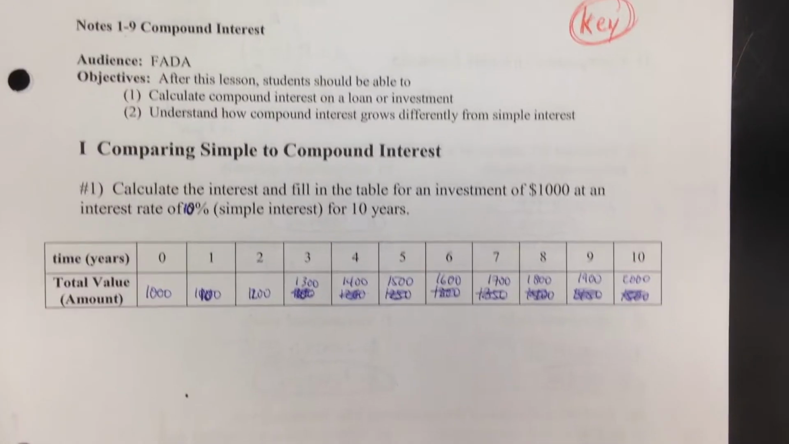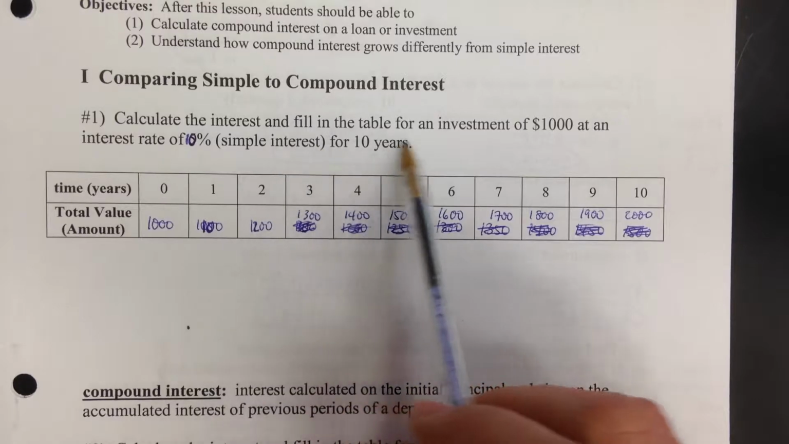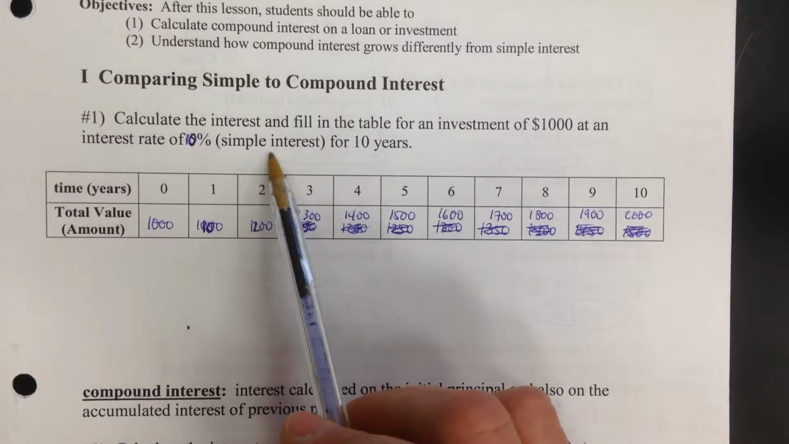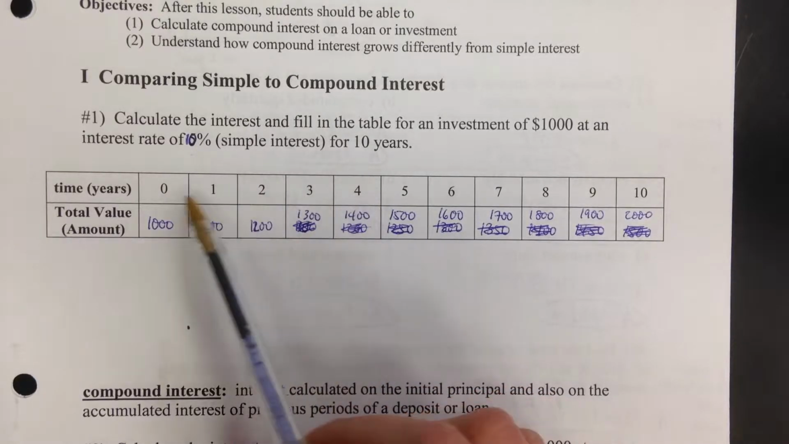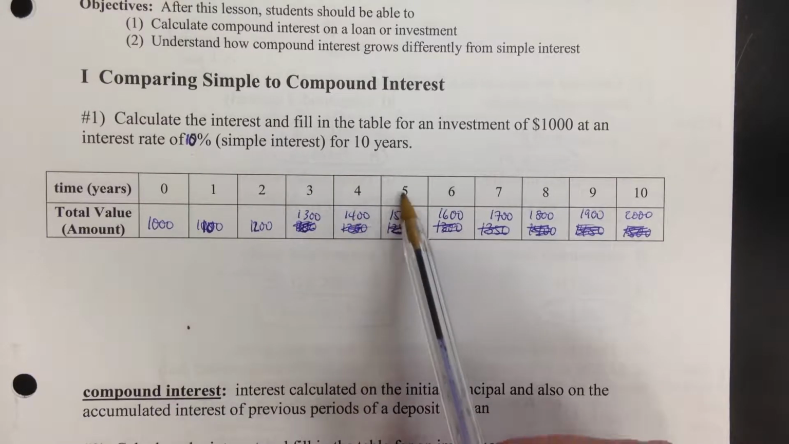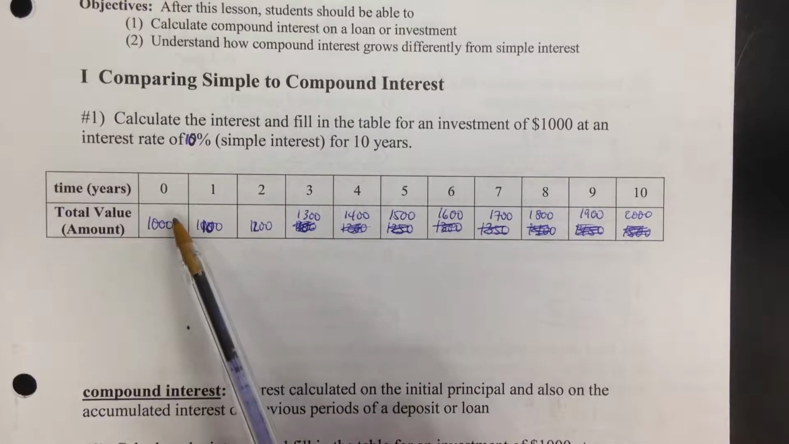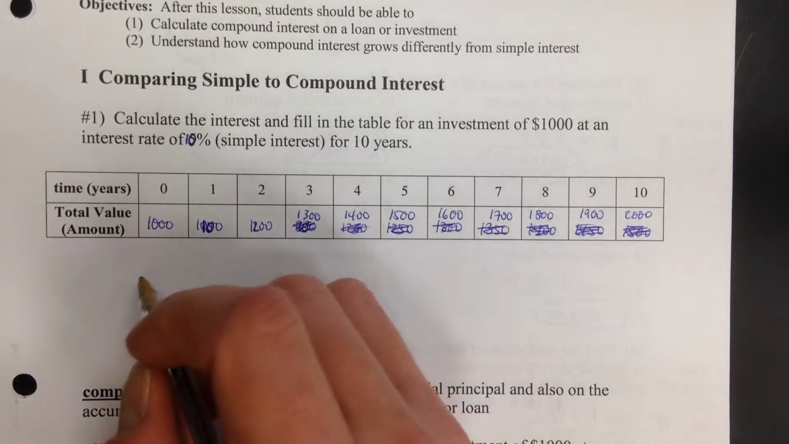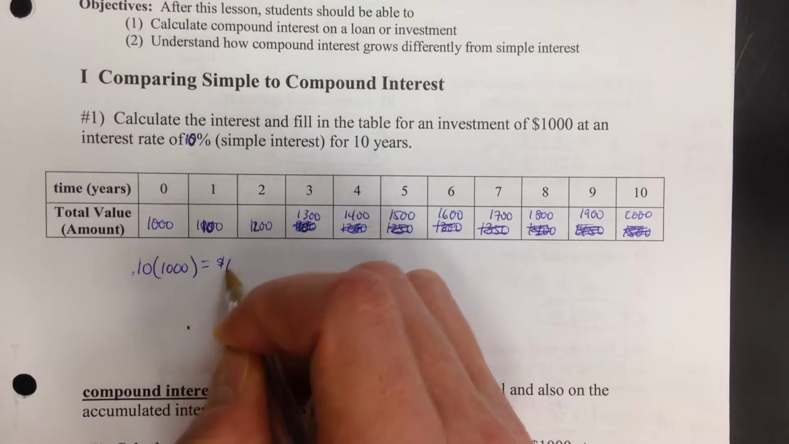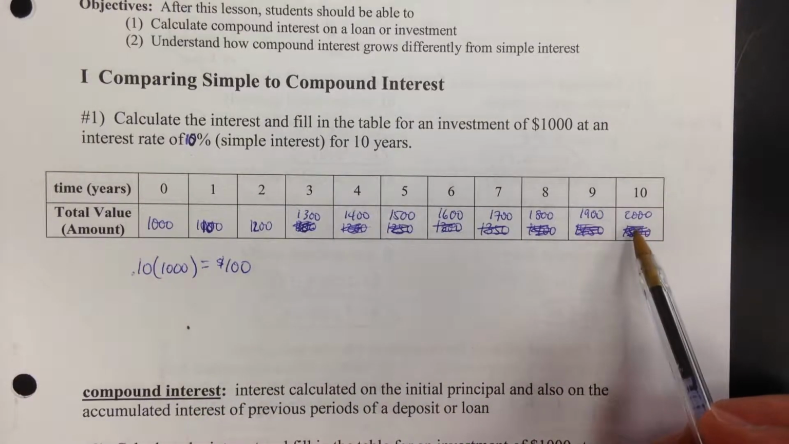Okay, we did the front together. And what we did was we looked at simple interest, a situation where you have an investment of $1,000 and the interest rate is 10%, over a period of 10 years. Depending on 1 year, 2 years, this is the total amount you would have after that period of time. Each time you're going up $100 because 10% of 1,000 is $100. So under simple interest, at the end of 10 years, you would have $2,000.